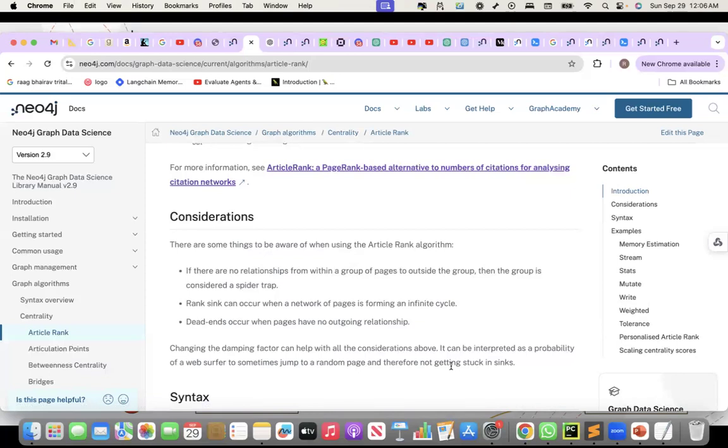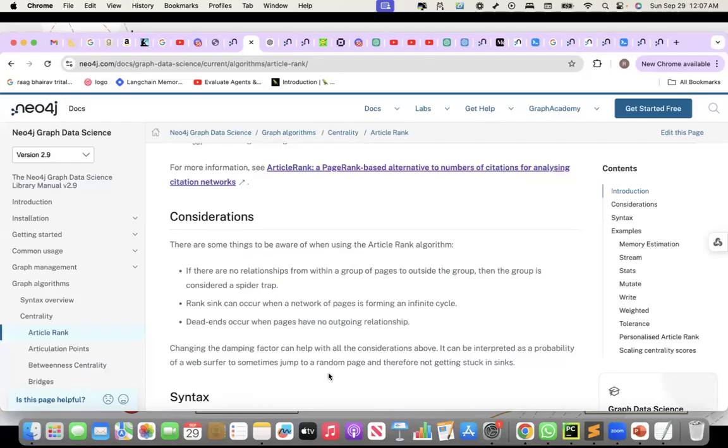It's a probability, a number from 0 to 1, and the default value is 0.85. What it actually interprets is that a web surfer, or an article surfer, let's say, sometimes jumps to a random page or random article, so that they do not get stuck in the sinks, right? So it's 0 to 1.